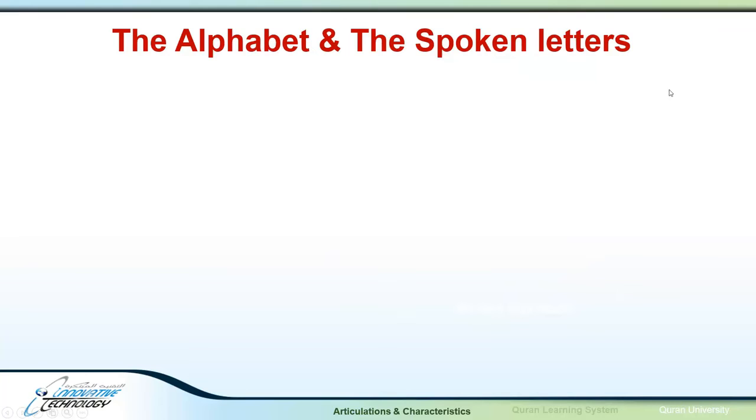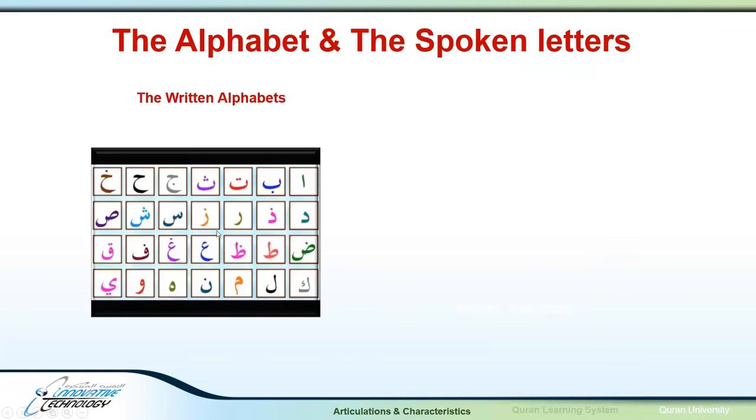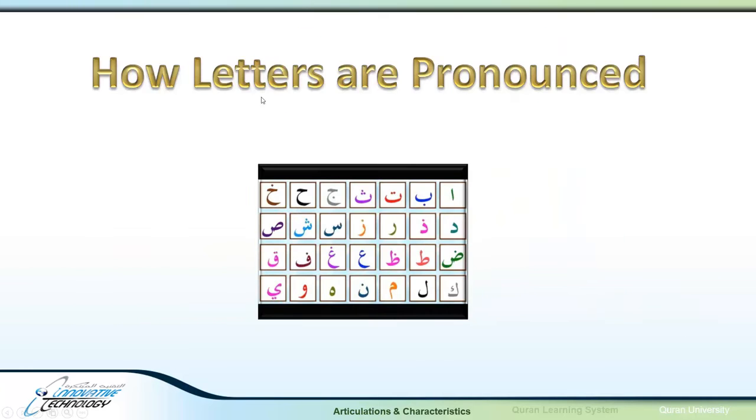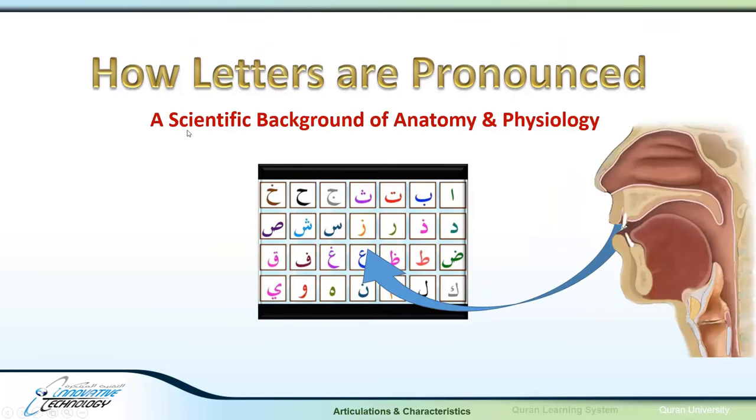The alphabet and the spoken letters. The Arabic alphabet has 28 letters, while as we speak, the spoken alphabet has 29 letters, with one extra letter. It's primarily the written alphabet plus the Hamza, this one. To understand how letters are pronounced, we'll revise some background of anatomy and physiology that will help us understand how sound is generated, and then how such sounds would be modified to produce the letters that we pronounce.